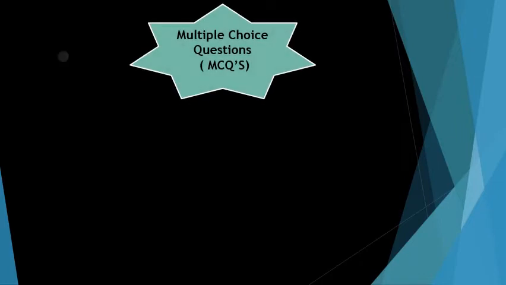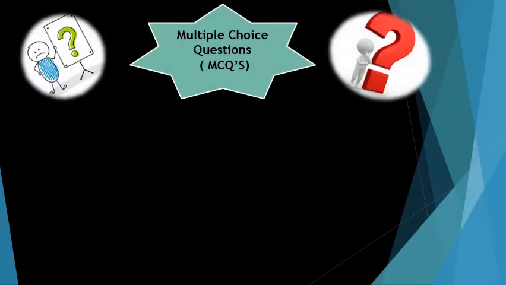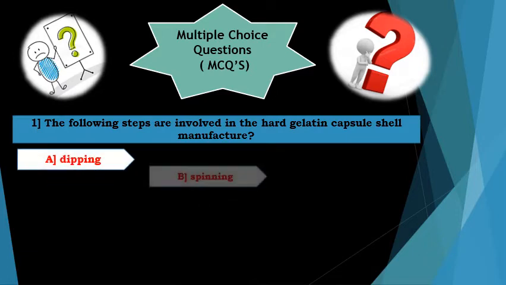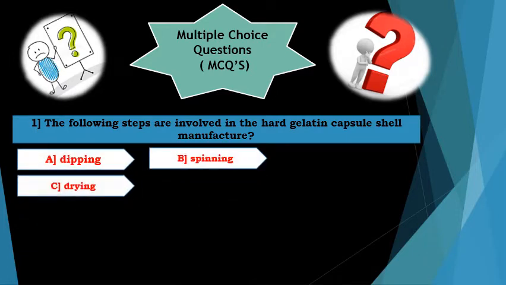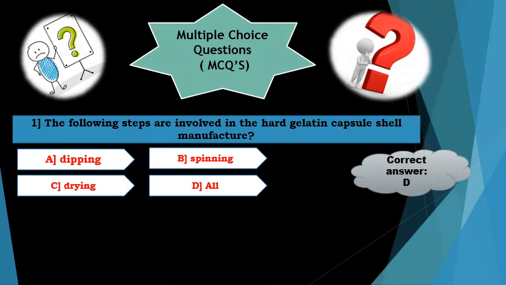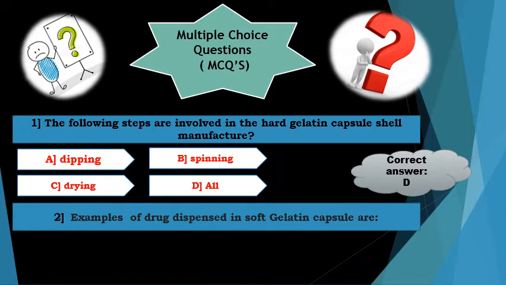Now, let's discuss a few MCQs in order to enhance our understanding of this topic. First question: the following steps are involved in hard gelatin capsule shell manufacture. A. Dipping, B. Spinning, C. Drying, D. All. The correct answer is option D. There are 5 steps involved in hard gelatin capsule shell manufacture: dipping, spinning, drying, stripping, and trimming.